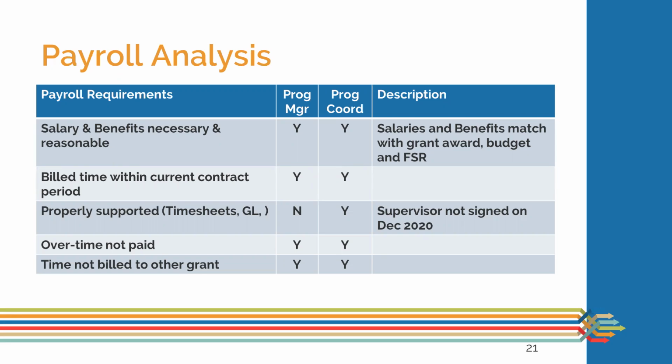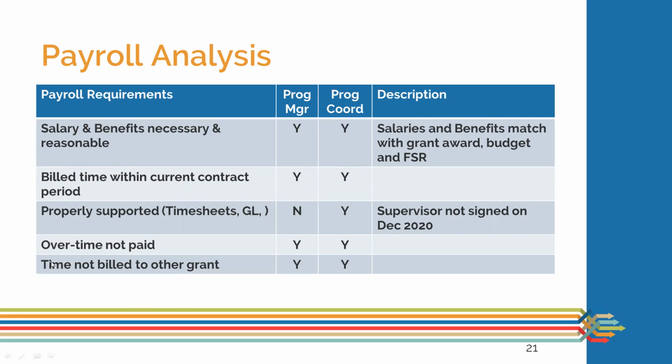Again, overtime not paid. If your funding agency does not allow for overtime, then you would have to charge it to unrestricted. So they would be looking to see that the overtime was paid by unrestricted dollars. In this example, yes and yes, it was paid by unrestricted dollars, not by the grant.